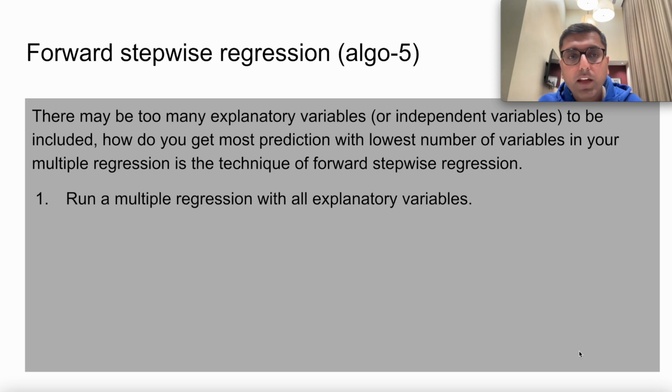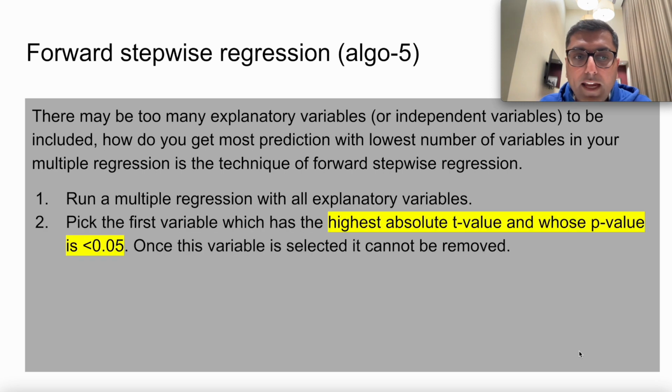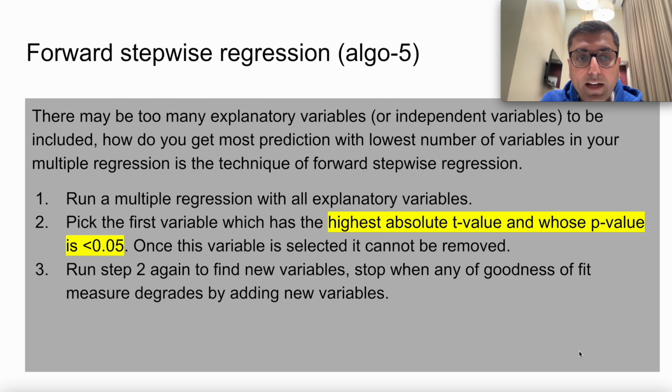So what are the steps? First, you run your multiple regression with all the explanatory variables, and then find out which of these variables have the highest absolute t-value and whose p-value is significant, less than 0.05. That becomes your first variable, the one with the highest prediction power. And then you never remove it. Then you run the multiple regression with the second variable and add it, and repeat.